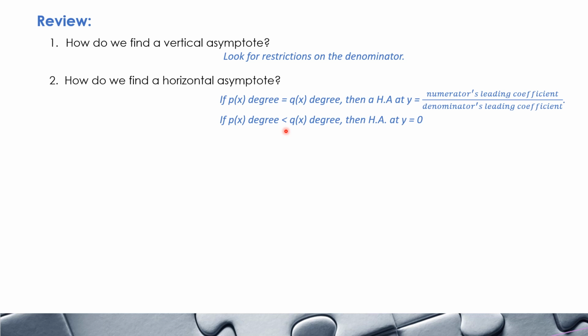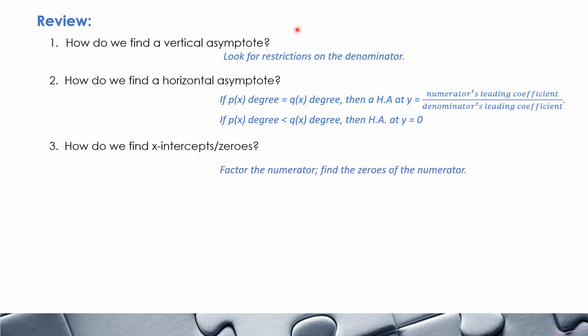right along the x-axis. How do we find the x-intercepts or the zeros? You factor the numerator, or if it can't be factored, you're just finding the zeros of the numerator. That will tell you where the x-intercepts are. And how do we find a y-intercept? That's easy. We just sub in 0 for x.